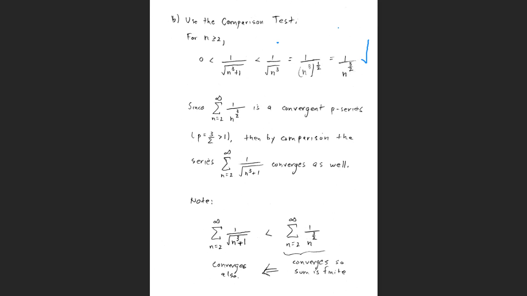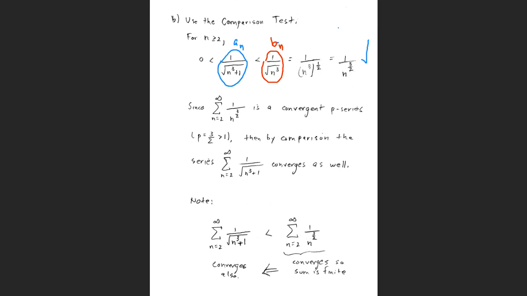Okay, so this 1 over the square root of n cubed plus 1, we'll call that term a sub n. And we know that 1 over the square root of n cubed plus 1 is less than 1 over the square root of n cubed. We'll call that b sub n.